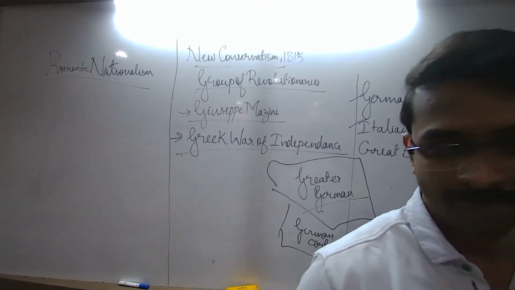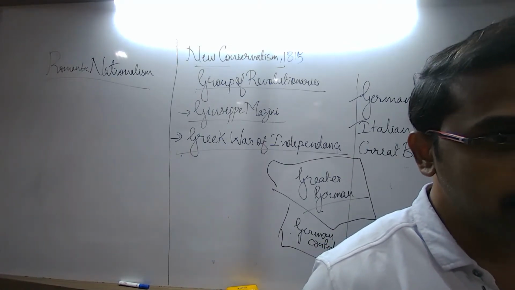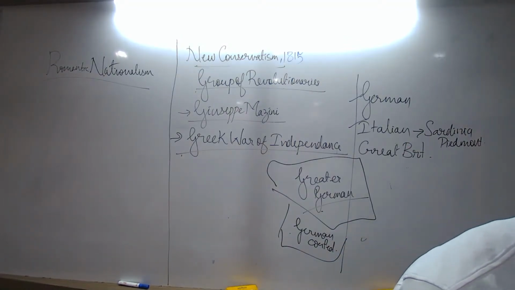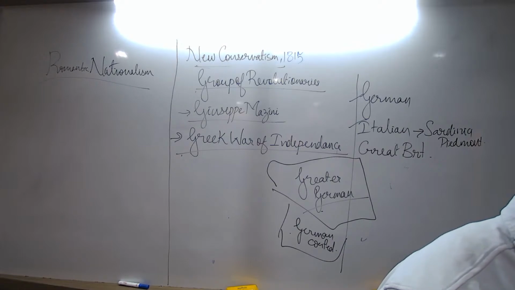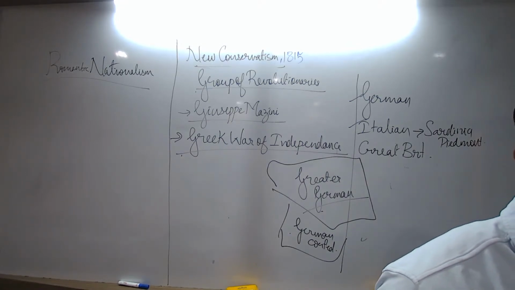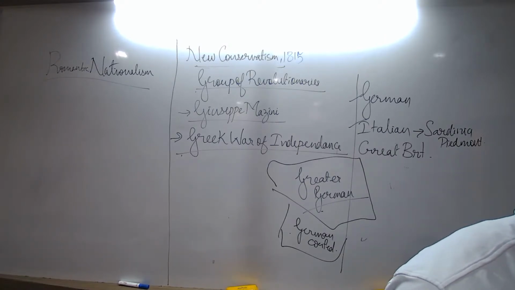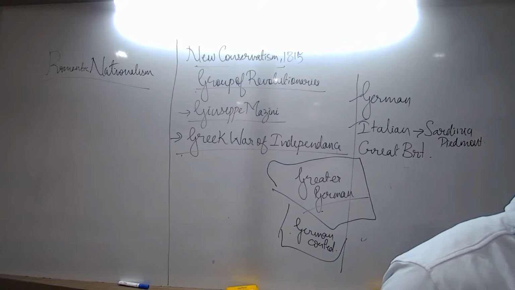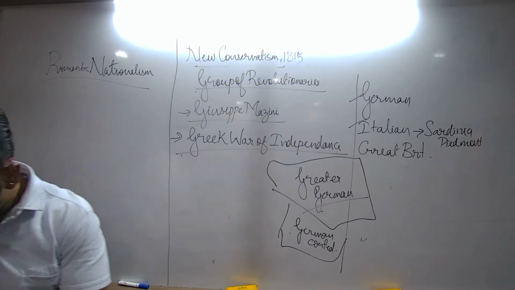Put the question in your notebook, quick guys. A short note on Jesus, and explain the role of Count Camillo di Cavour in Italian unification. Same question: explain the different stages of Italian unification.